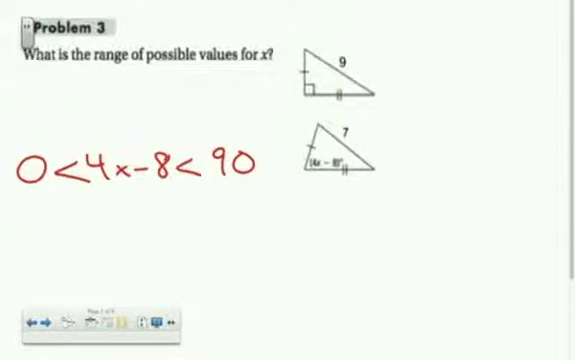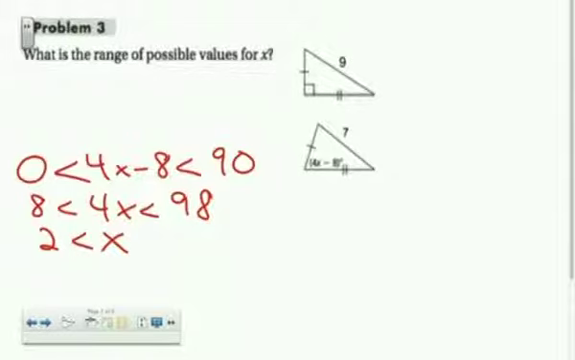Okay, from here, hopefully you remember from algebra last year how to solve a compound inequality. You're not just adding or dividing the same thing from both sides, you're doing it to all three. So I'm adding 8 all the way through. I have 8 is less than 4x is less than 98. And when we divide everything by 4, I have 2 is less than x is less than, please double check my arithmetic, I think that's 22.5. No, 24.5.